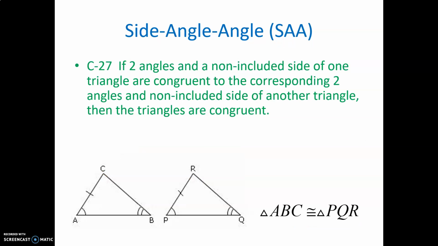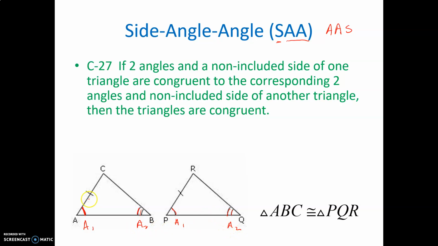This is the 4th and final one. This is 2 angles and a side not between them. You can also write it as AAS. So this has 2 angles. Here's an angle 1. Here's an angle 2. Okay. Here is angle 1. And here is angle 2. So angle 1 equals angle 1. Angle 2 equals angle 2.